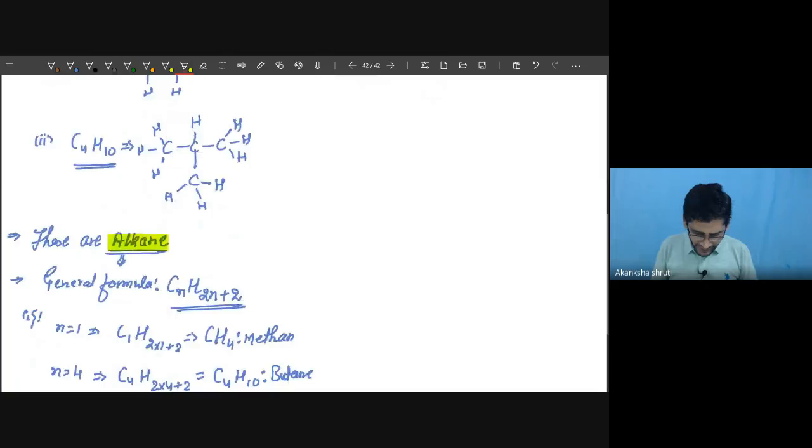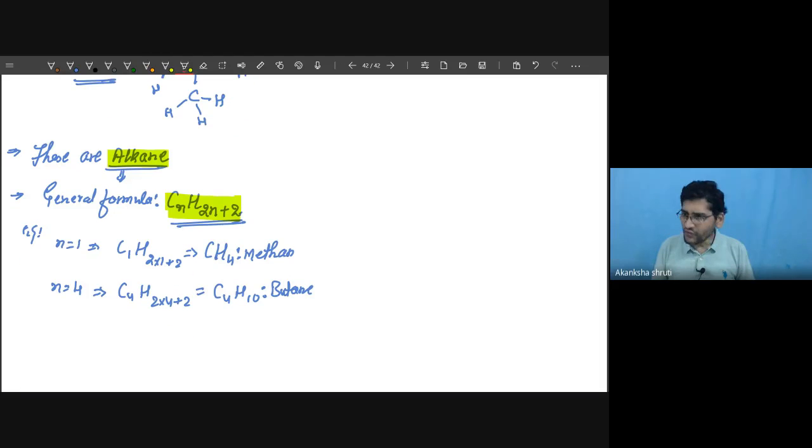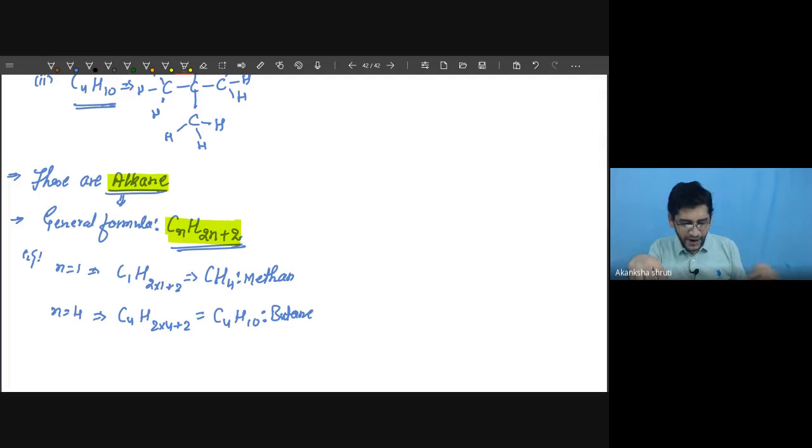Now depending on the number of carbon, the general formula followed is CnH2n plus 2. Considering n equals 1, 2, 3, 4, different names are given. That naming we will also discuss. There are other properties, like saturated compounds do not undergo any addition reaction. Those things we will write later, but right now these points are important.